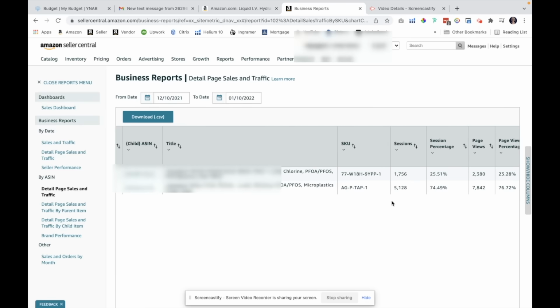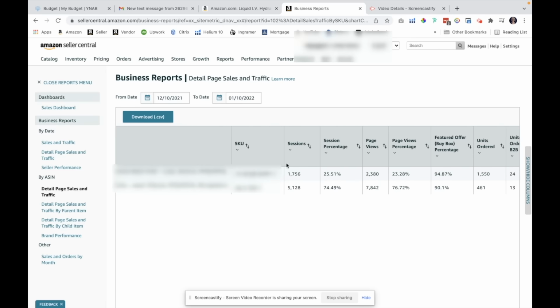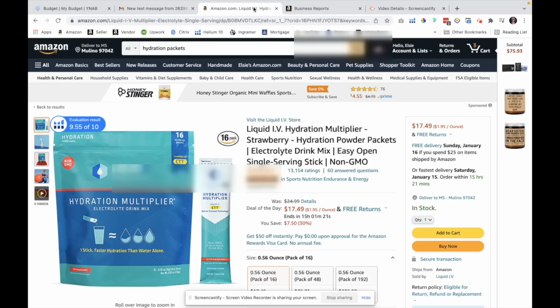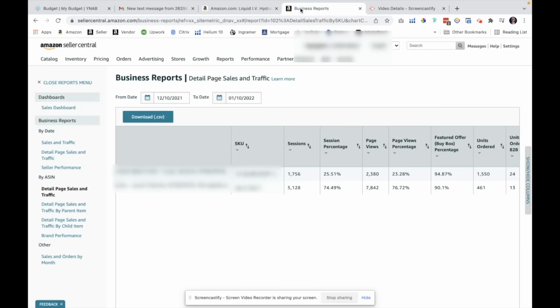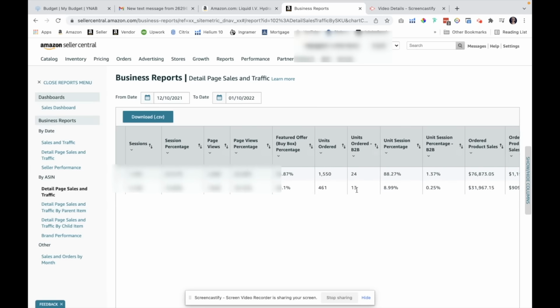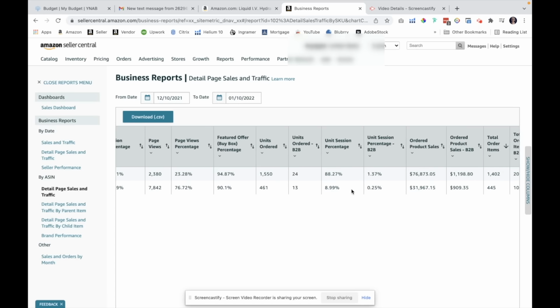So how much traffic did we get? If I get this as a listing to work on, I'm immediately going to look at how much traffic, if I have access to your backend. Okay, traffic, I mean, it's 5,000. That's not too bad. So what's the unit session percentage? Okay, it's kind of low. So clearly we're getting enough traffic and we're not getting enough conversion. So how can we increase your conversion rate?